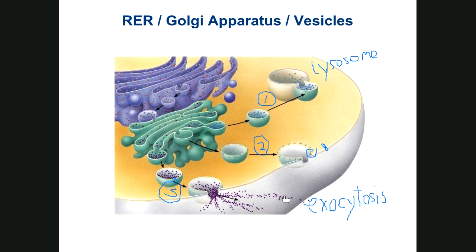So again, the rough ER synthesizes proteins because of its fixed ribosomes, and modifies those proteins, such as adding sugars and folding them, because of the ER part. The Golgi apparatus further modifies those proteins by adding more sugars and then sorts those proteins by sending them in one of three directions.